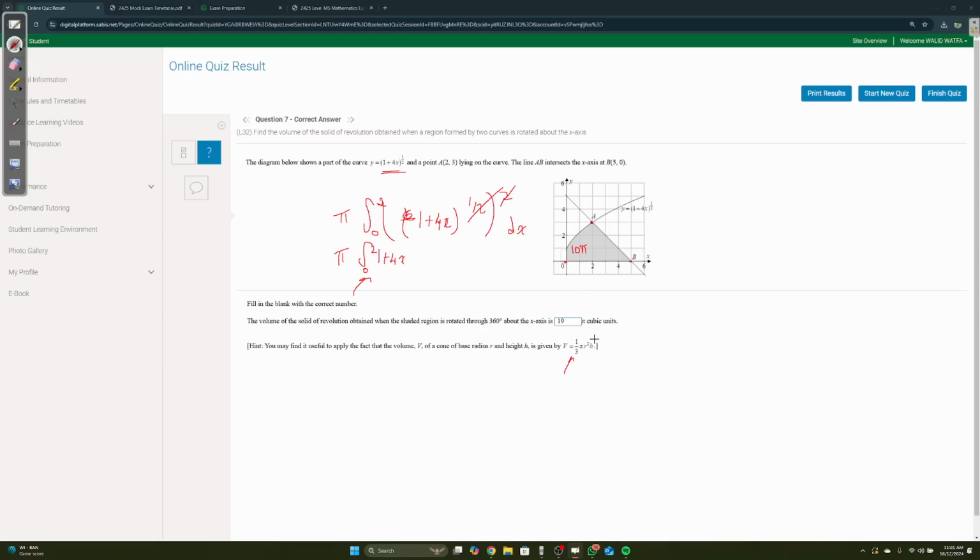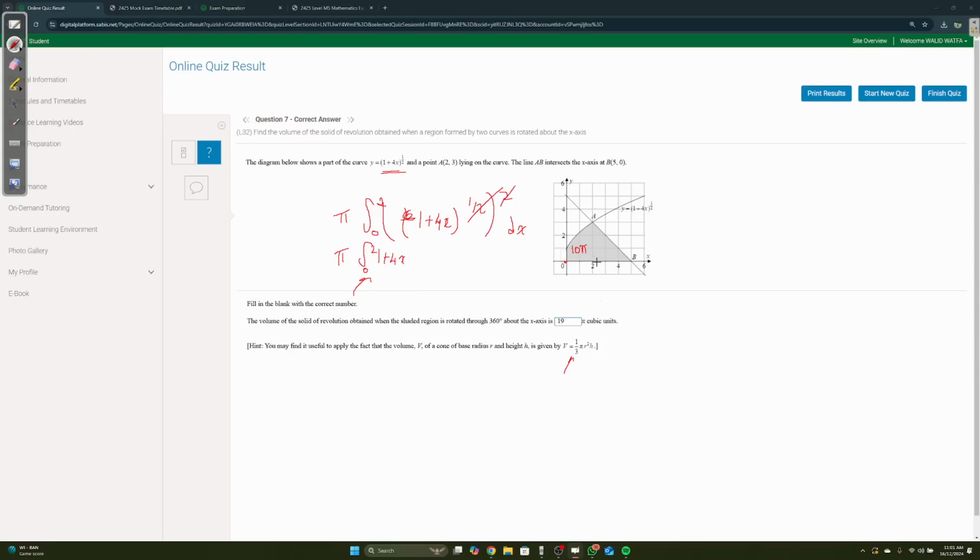1 over 3 pi r squared h, because when you have a triangle and you revolve it around the x-axis, you're going to end up getting a cone. You're going to end up getting something like this. So this is a shape. You get a cone if you turn it around the x-axis. So you can just use the volume of a cone, which is 1 over 3 pi r squared h.